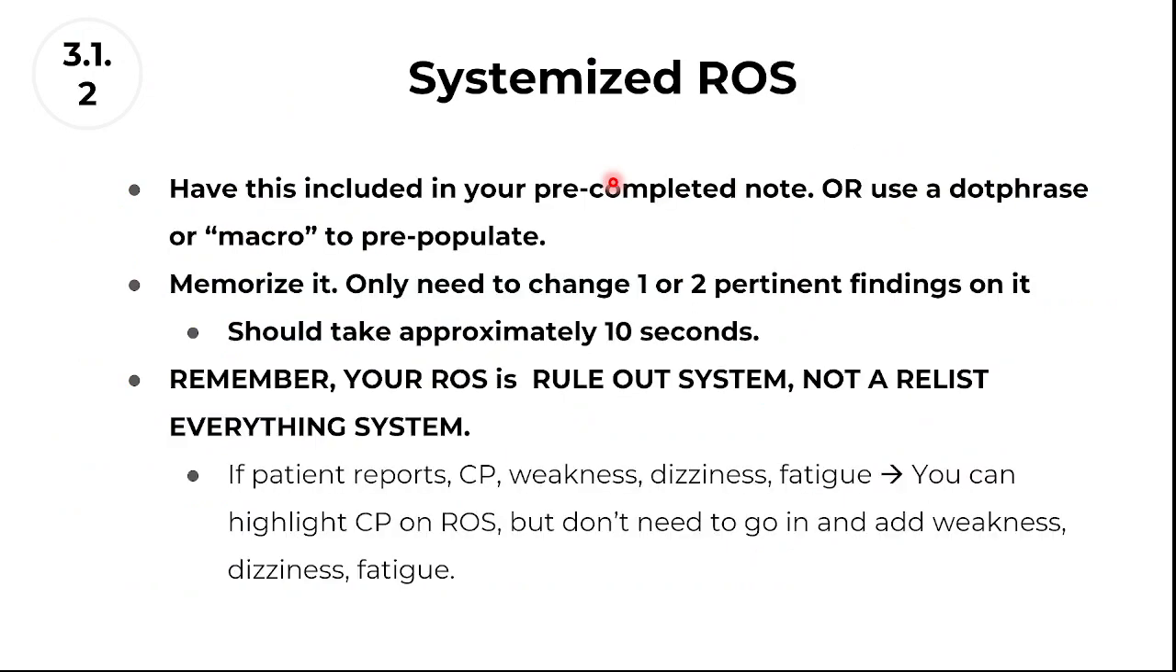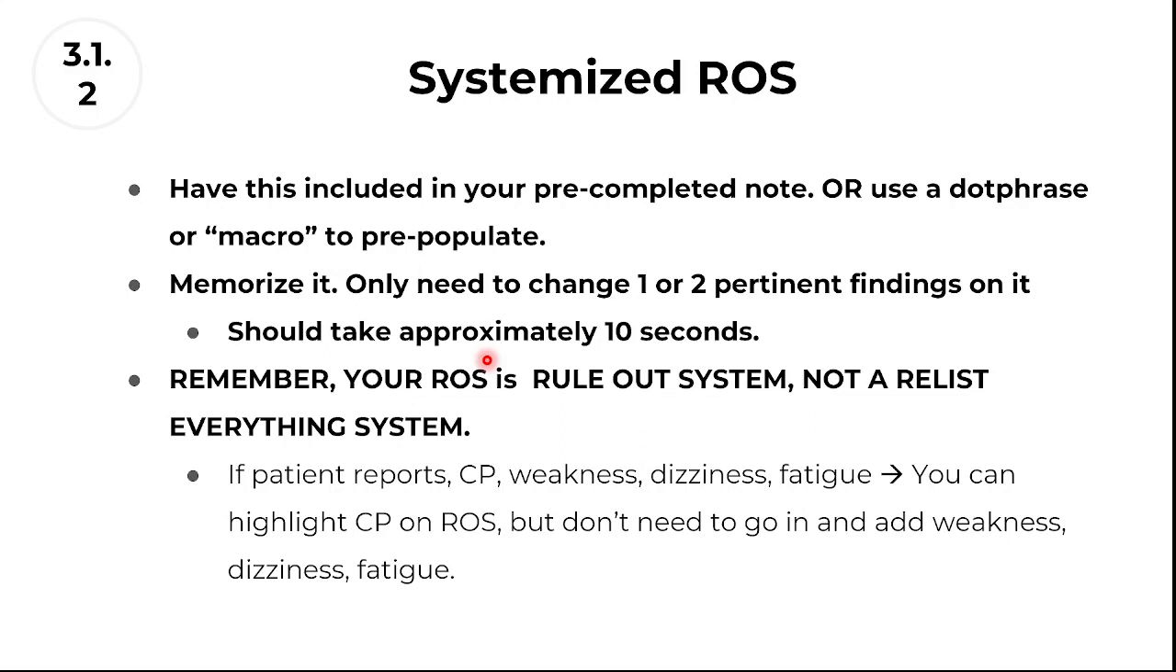All right. We'll continue on here to having a systemized review of systems. Have this review of systems in your pre-completed note, or utilize a macro, or a dot phrase to pre-populate it. Of course, you should not be retyping a review of systems, and it should be concise, and you should be editing minor things in it that are positive. Memorize it. You only need to change 1 or 2 pertinent findings on it, and this should take less than 10 seconds.